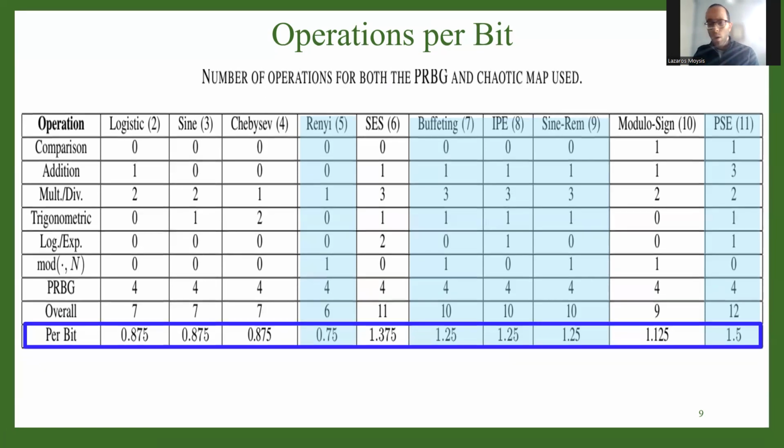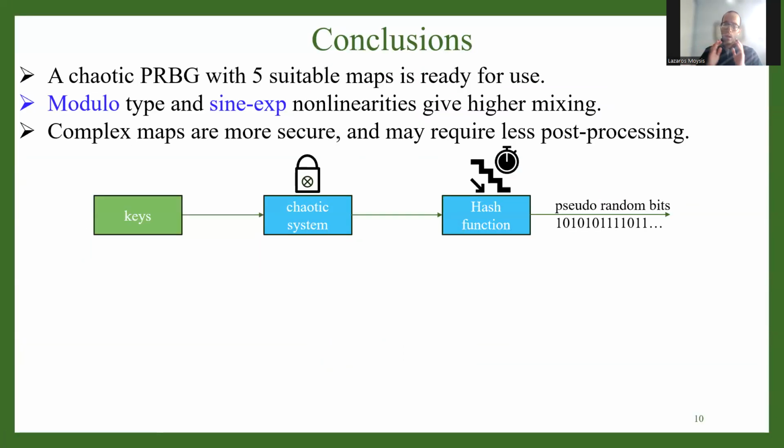So overall, what we have is a PRBG with 5 chaotic maps that is already suitable for use. Any of you who want to do chaos-based encryption, security, optimization, or whatever, you can directly use the PRBG that I have for these specific 5 maps. They are resistant to brute force attacks. They have a good balance. So they are ready for use.